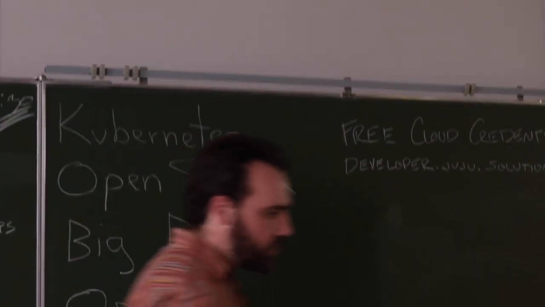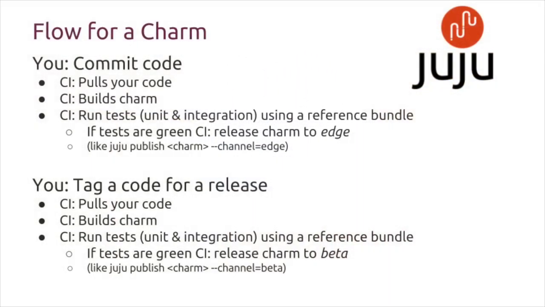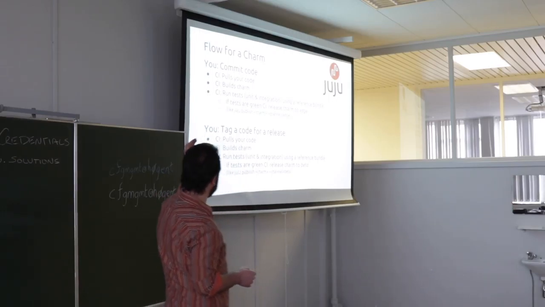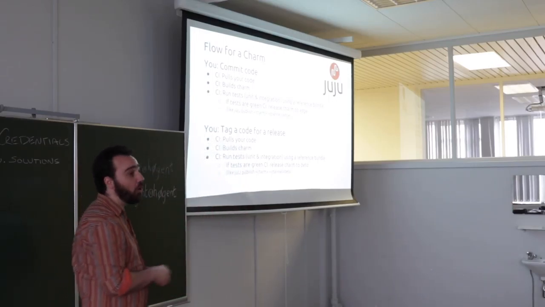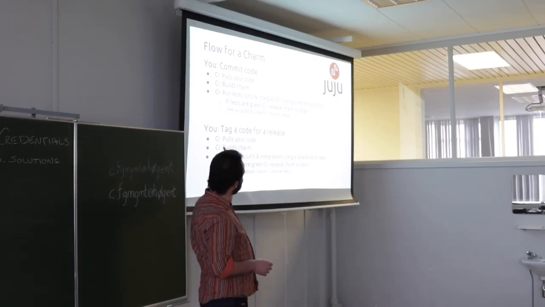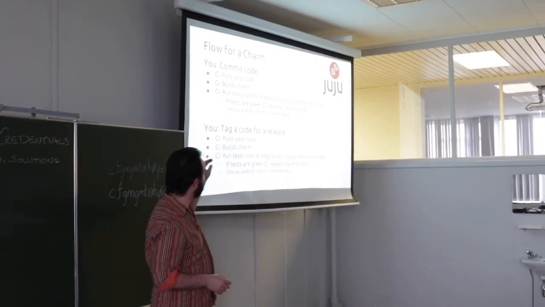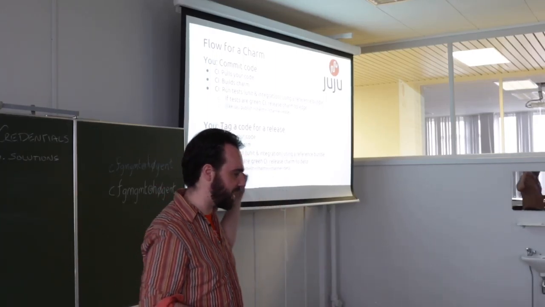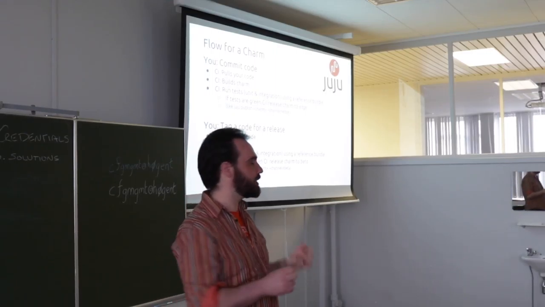Okay. So that was kind of a whirlwind tour through this stuff. This is our suggested workflow for using this. Somebody commits code, you tell your CI system to pull the code, build the charm, run tests, and oh, the other piece I missed. This thing can actually push a charm to the charm store. Can you do juju publish charm channel edge? I'm not sure if the invocation is 100% correct. I just added that before the talk and I realized I didn't check it.